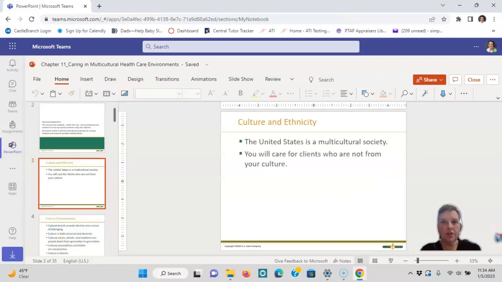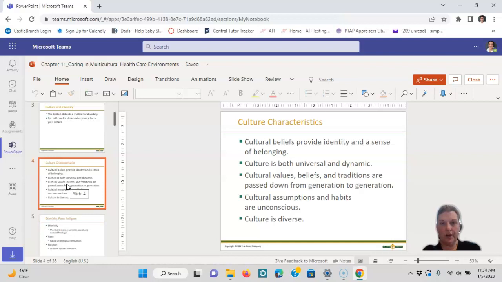So, cultures and ethnicity. This brings back good memories of HCR 230, right? The United States is a multicultural society. You're going to care for clients who are not from your culture or your race or your group or your religion. So cultural characteristics and cultural beliefs provide identity and a sense of belonging to people.